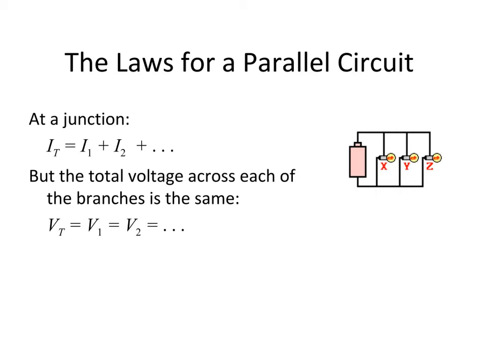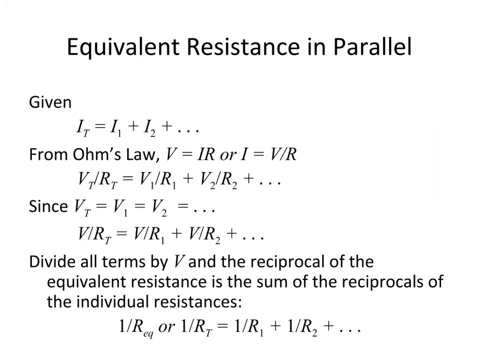For a parallel circuit, at a junction, the total current is equal to I1 plus I2 plus, etc., for as many different branches of the circuit as we have. But the total voltage across each of the branches is the same. It doesn't matter whether the electron takes the first branch or the second branch or the third branch. If it goes from this location A to this location B, then it's had the same energy change, whether it goes through branch X, through branch Y, or through branch Z. So all those voltages are the same.